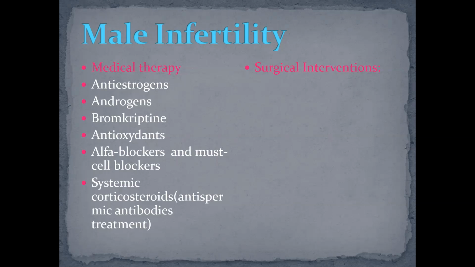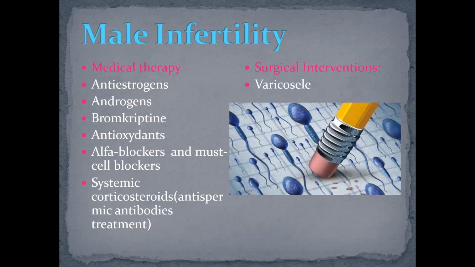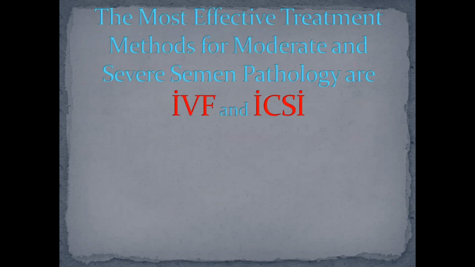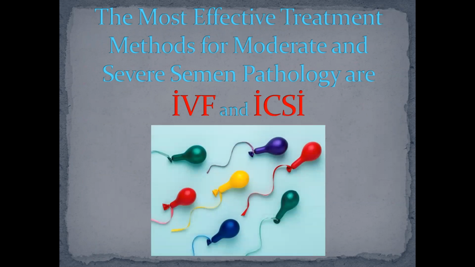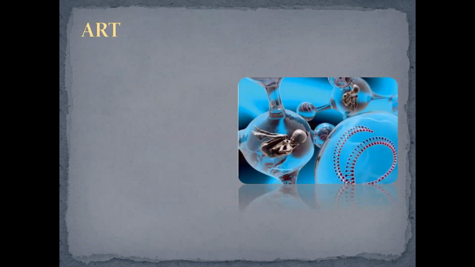Also, we perform surgical interventions such as for varicocele. We remove the vessels, veins that are enlarged and dilated. The most effective treatment methods for moderate and severe semen pathology are IVF and ICSI. What is IVF and what is ICSI?